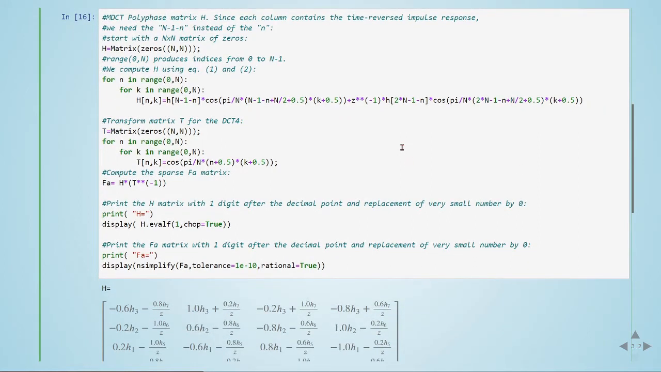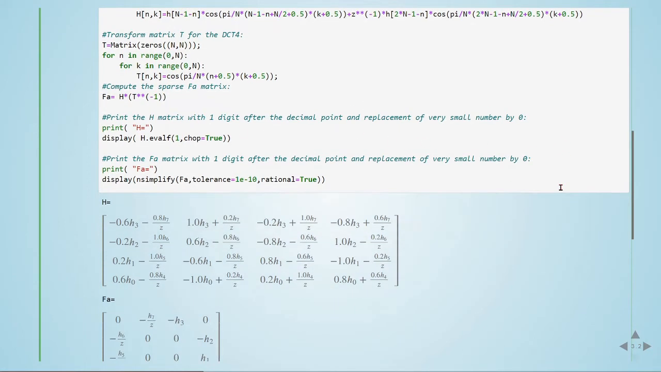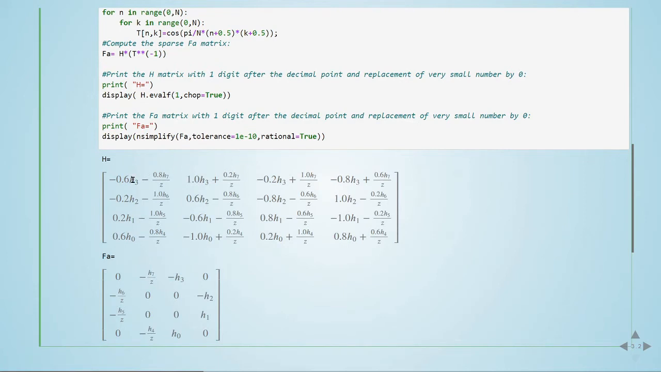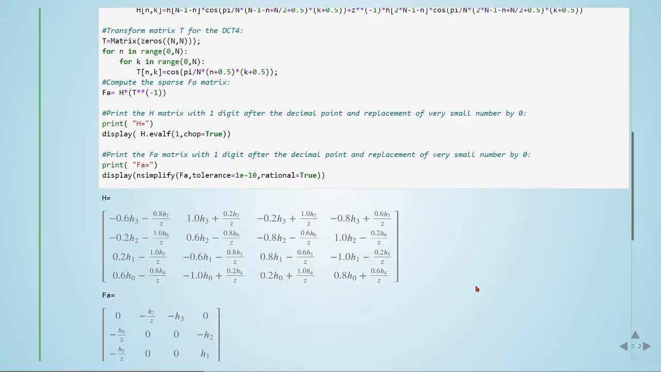So then the transform matrix T for the DCT4 is given here. And now our sparse matrix FA is the H, which we computed here, times T to the power of minus 1. And then we will print this matrix. And this is what we have. This is our matrix H. And this is our sparse matrix FA.